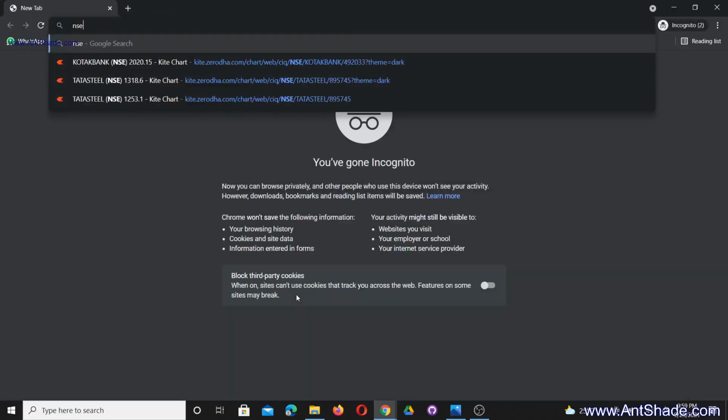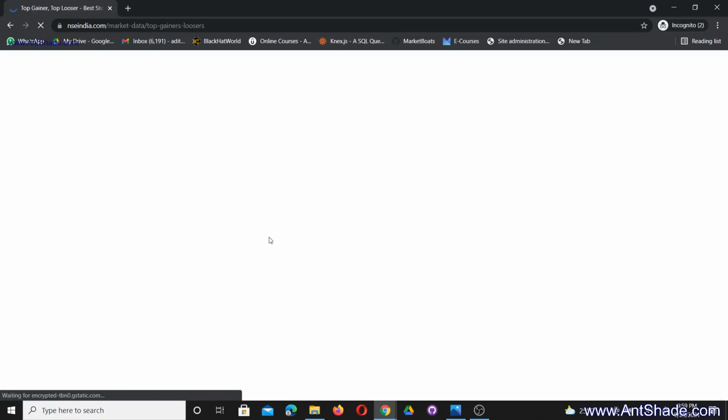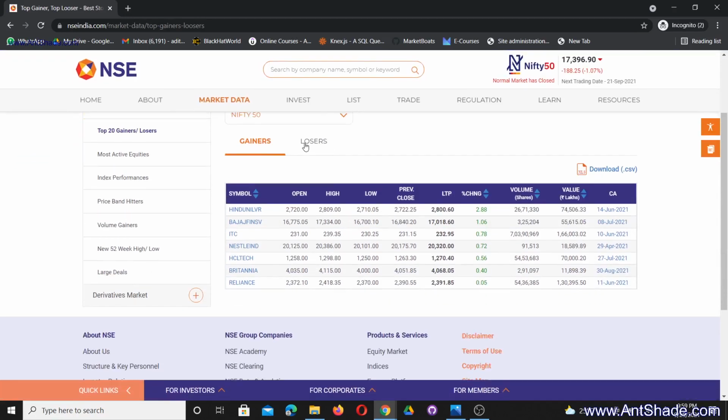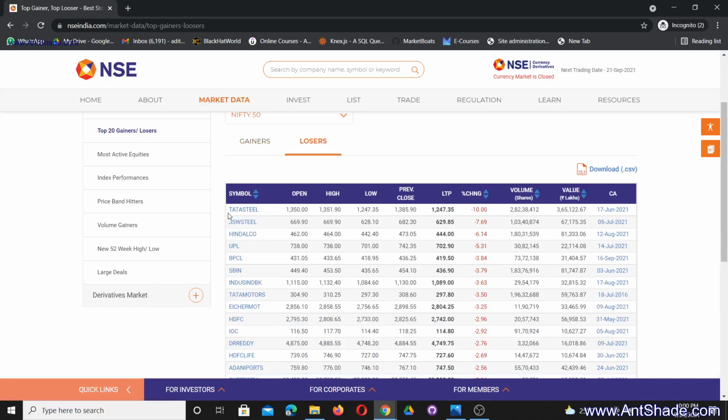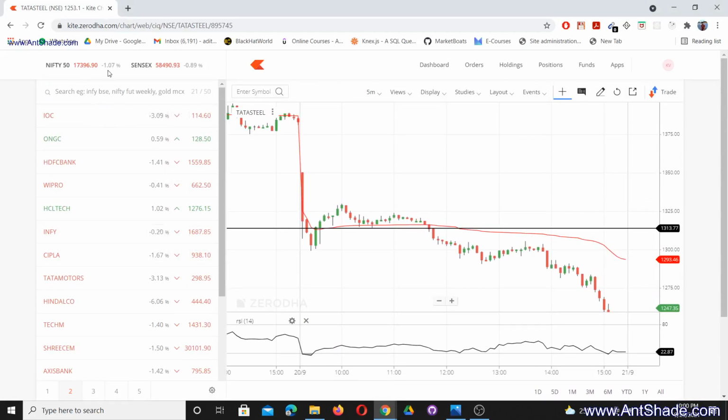If I show you NSE top gainers, today's top gainers, what you can see here is, I'll go to losers. Gainers are only these. Look at this, it's very short. Very few companies went up today. In losers, you can see Tata Steel, minus 10%, JSW Steel, and Hindalco, which is also a steel company. You can see all steel companies on the top of the losers today. So steel companies are the ones that pulled down Nifty by 1% today, and Sensex by 0.89, which is about 0.9%.